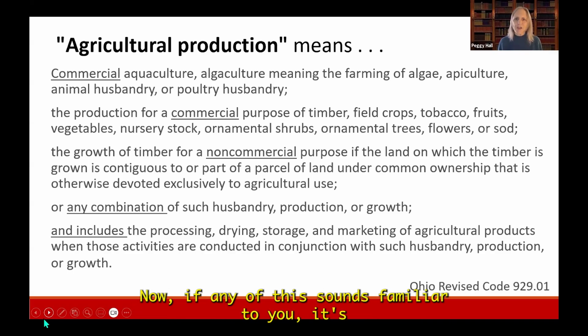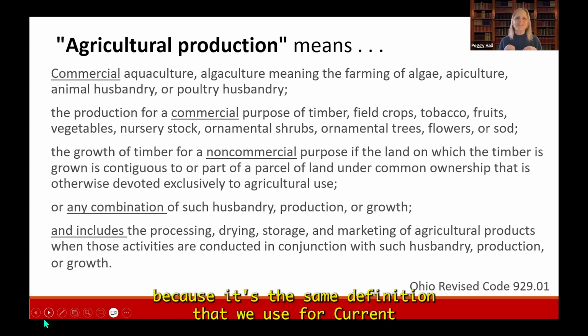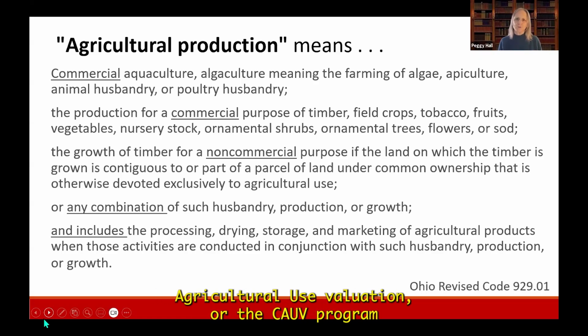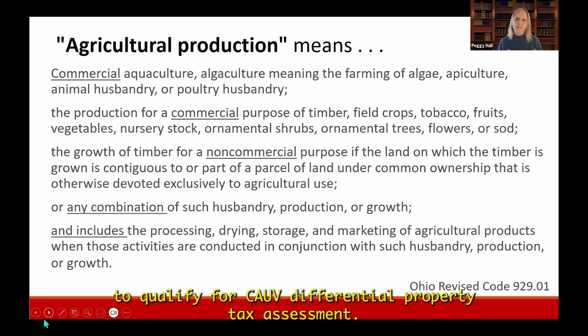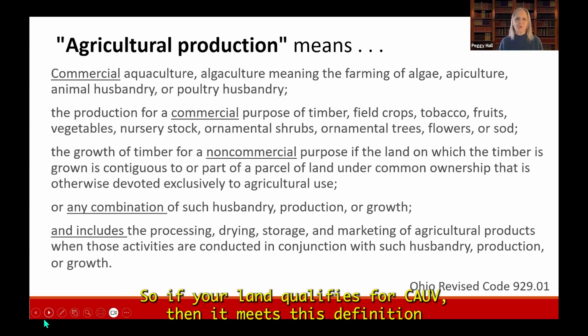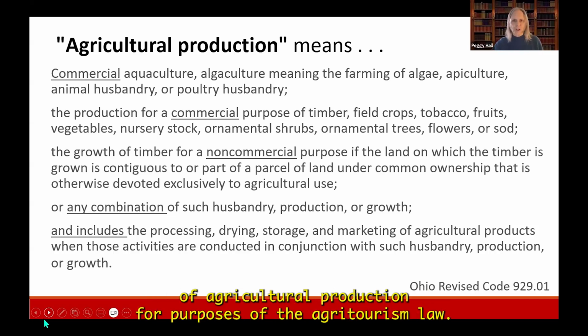Now, if any of this sounds familiar to you, it's because it's the same definition that we use for current agricultural use valuation, or the CAUV program, that allows agricultural land that's engaged in agricultural production to qualify for CAUV differential property tax assessment. Very same definition. So if your land qualifies for CAUV, then it meets this definition of agricultural production for purposes of the agritourism law.